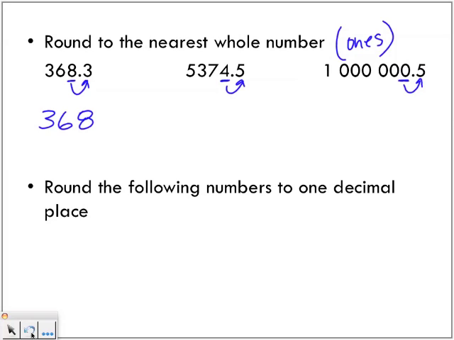Okay. How about the next one? Is the 4 going to change? Yes. So the number is 5,375. Okay, the 4 gets bumped up because the number after it is a 5 or greater. And this last one, 1,000,001.